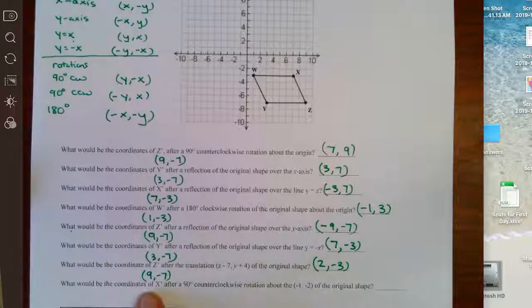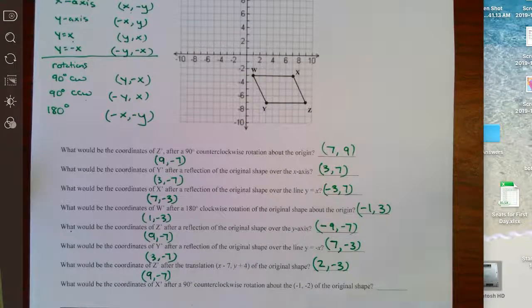For this next problem, I'm going to make a separate video because it takes a little longer and I don't want this video to be too long.